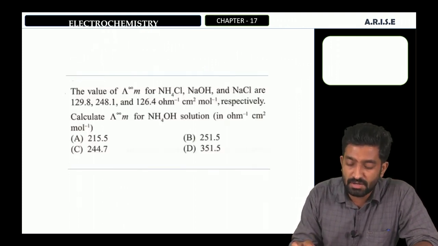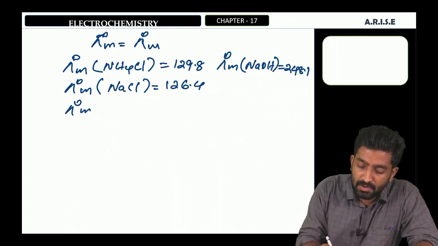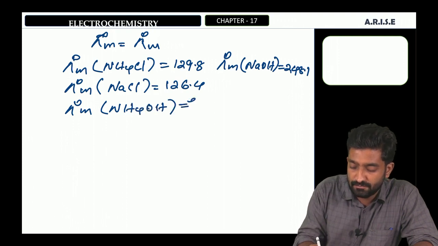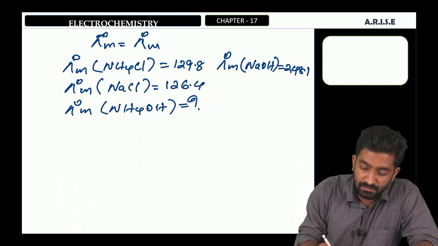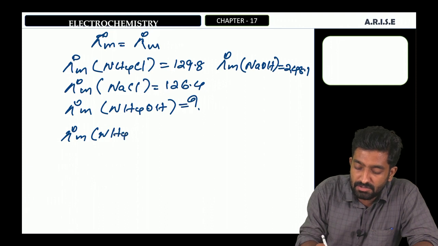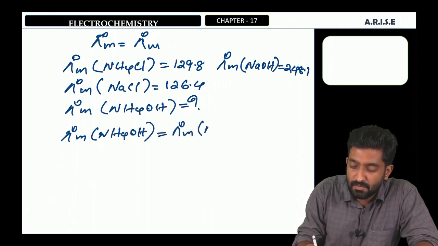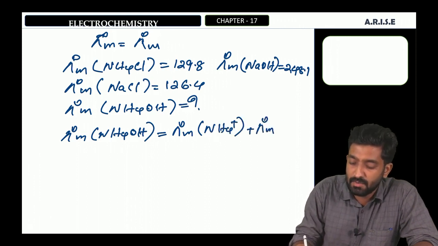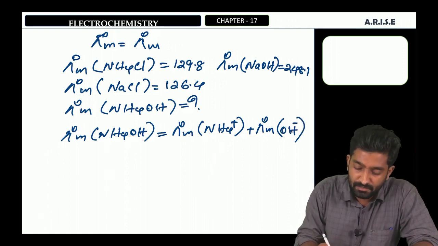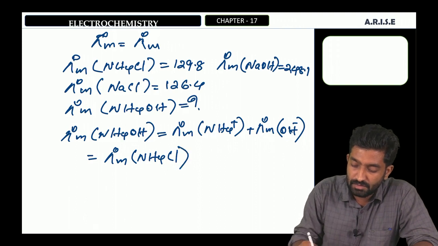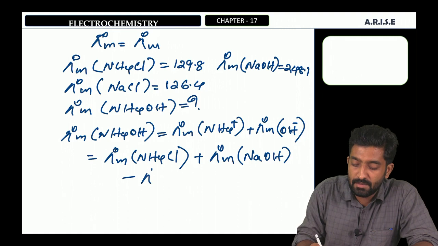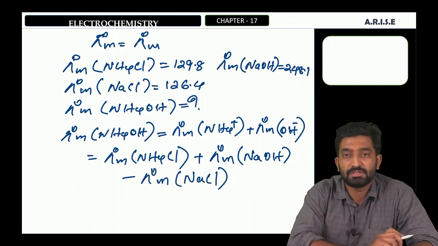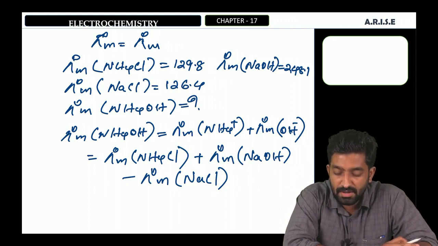Then we need to calculate limiting molar conductivity of NH4OH, okay, lambda 0 m of NH4OH. We can calculate the limiting molar conductivity of NH4OH from these three electrolytes, that is lambda 0 m of NH4OH, we can write it as lambda 0 m of NH4 plus lambda 0 m of OH minus, that is called Kohlrausch's law. Then that is equals lambda 0 m of NH4Cl plus lambda 0 m of NaOH minus lambda 0 m of NaCl. That is a relationship between limiting molar conductivity of NH4OH and these three solutions.